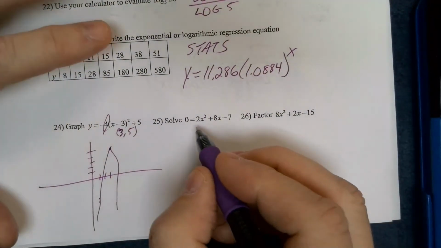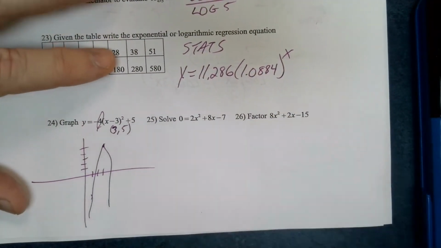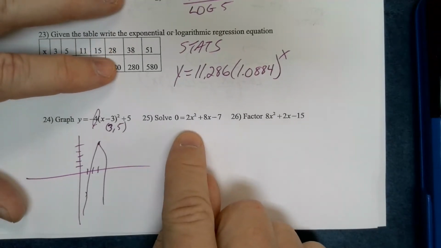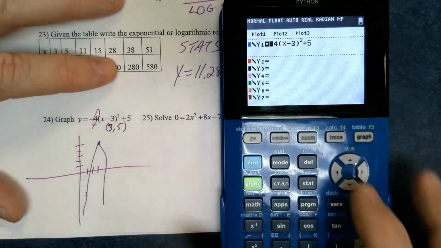So solve this one, 2x squared plus 8x minus 7. It doesn't say to solve any specific way, so I'm going to go ahead and just go here.